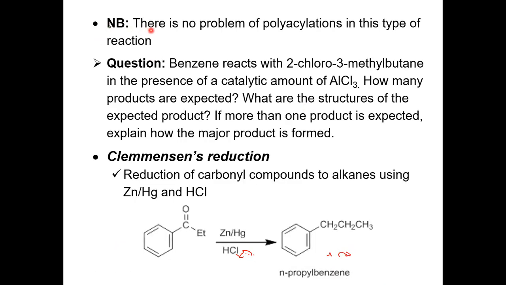So, note: there's no polyacylation. Very simple. And we have talked about that. There's a question for us to try our hands on. The question says benzene reacts with 2-chloro-3-methyl butane in the presence of a catalyst, an obvious catalyst. How many products are expected? What are the structures of the expected products? If more than one product is expected, explain how the major product is formed.